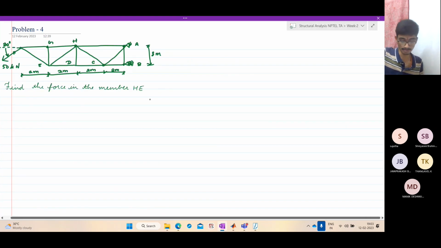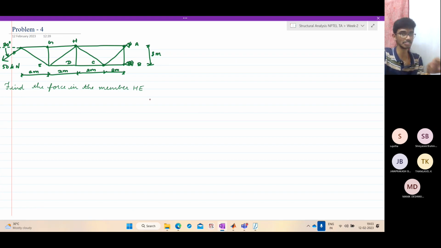There's even a simpler problem actually. They're asking the member force in HE. So again, we'll use the method of sections. Let's make a cut here, which is HE. This is HE, right? So this member is HE. So let us make a cut. On the right side, we have all the unknown reactions. So let us take the left side half.